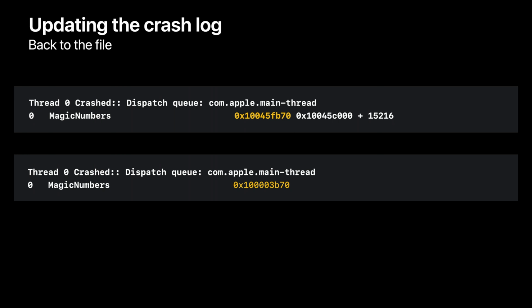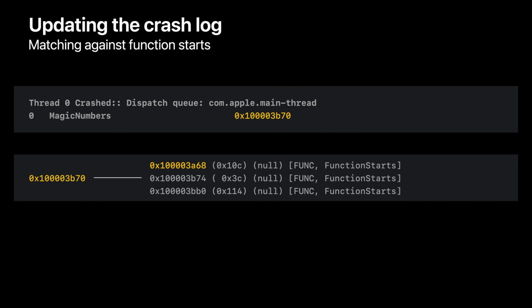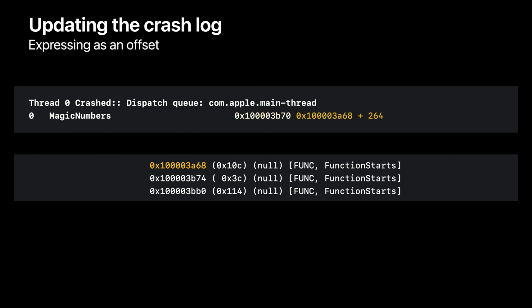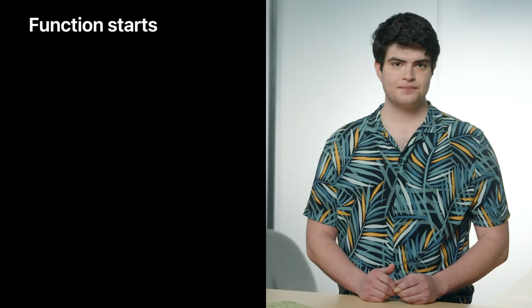For example, first, we go back to the file by subtracting the ASLR slide value. Then, we find the function starts value that could contain the file address. In this case, only the first value could contain the address because all of the other values are larger than the address. Finally, we can claim that our file address is actually 264 bytes into this function.